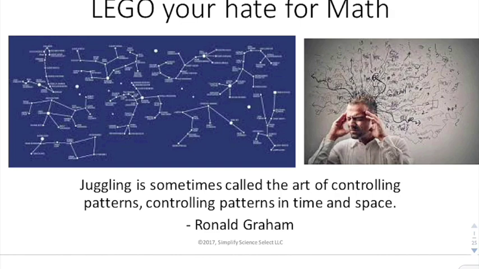Juggling is sometimes called the art of controlling patterns in time and space. Now, this unit is especially important to all of you, even those of you who don't consider yourself to be interested in chemistry or physics or science in general. The ACT Science is primarily going to be testing you on your ability to make graphs, interpret graphs, and draw reasonable conclusions from data. So this is going to be really important for all of you who are interested in going to college after high school.